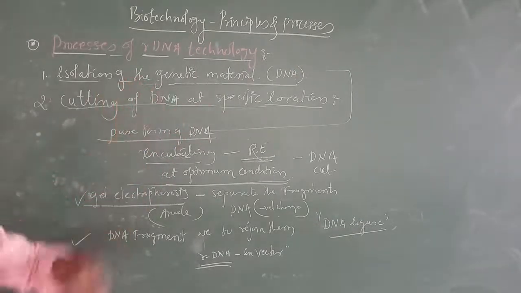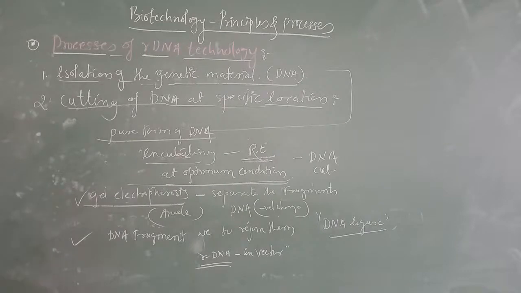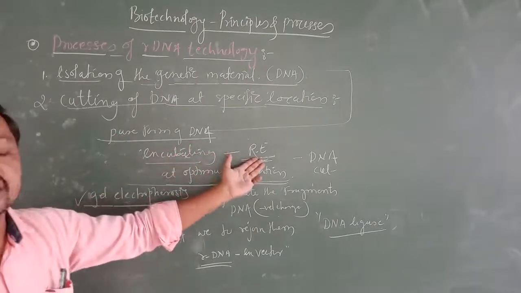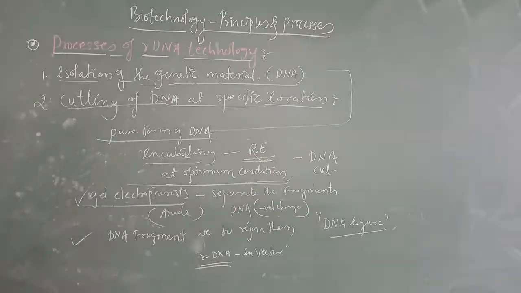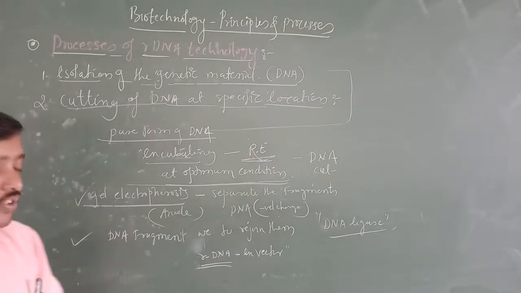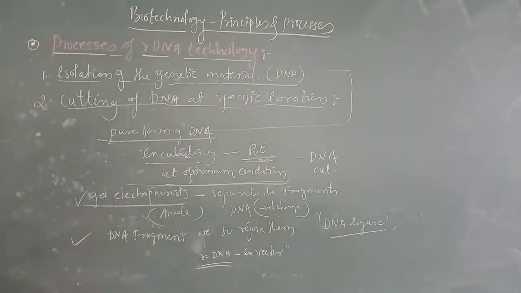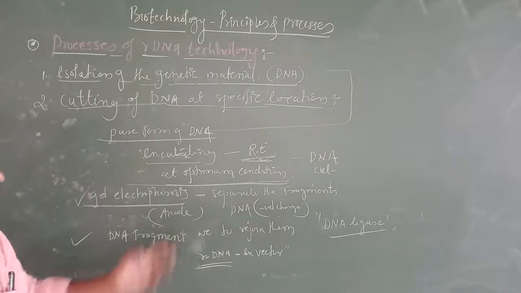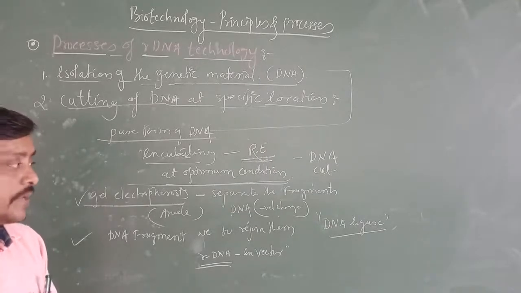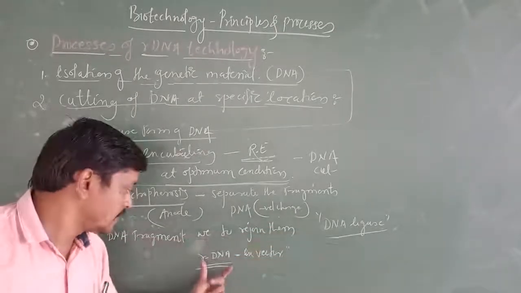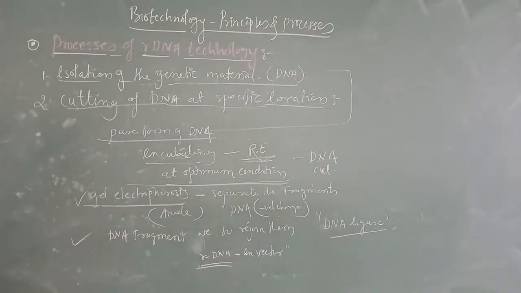Here in this step we are going to remember the different kinds of enzymes, and in this second step we are going to write that the pure form of DNA is incubated with the restriction enzymes at the optimum condition, then it cuts the DNA at specific sites. Then you go for gel electrophoresis using agar gel and an electric field. The DNA moves towards the anode because the DNA is negatively charged. Afterwards, the DNA fragments are rejoined to the vector, for example a plasmid, with the help of DNA ligase, and that is ready as rDNA.